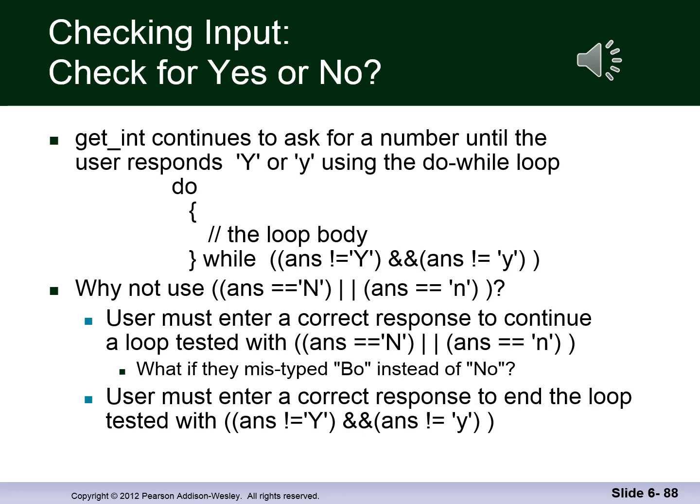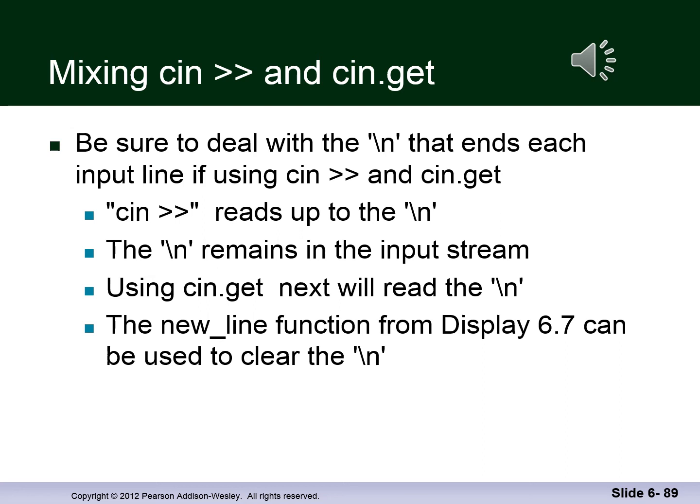This is good practice. This slide reminds us of the differences between cin with the extraction operator and the member function get used with cin. And the big problem is the new line that ends each input line. cin with the extraction operator reads up to the new line character and leaves the new line character in the input stream. If you use cin.get, next we'll read the new line character. The newline function from program 6.7 will have to be used to clear the new line.